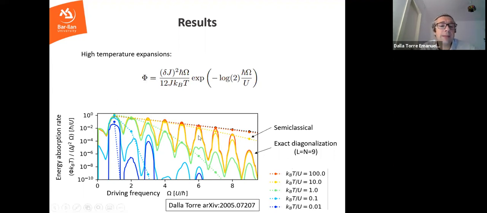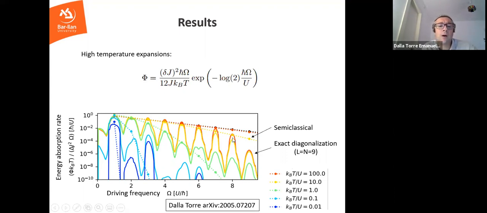And I would like to claim that the agreement is very good, especially at the high temperatures. At small temperatures, you see that it's not working as well. But this is expected because, again, it's a semi-classical approximation, so you really don't expect it to work at low temperatures. So the fact that at low temperatures, in the blue case, the agreement is not very good is not surprising. What is important is that there is a good agreement with the yellow and red.